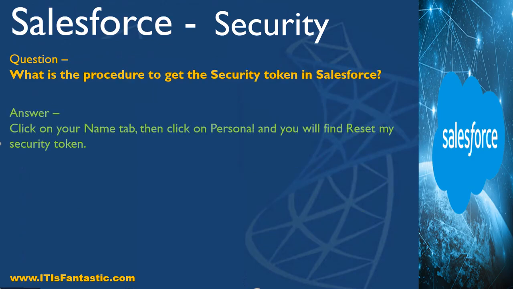What is the procedure to get the security token in Salesforce? We click on our name tab, then click on personal, and we will find the Reset My Security Token option.